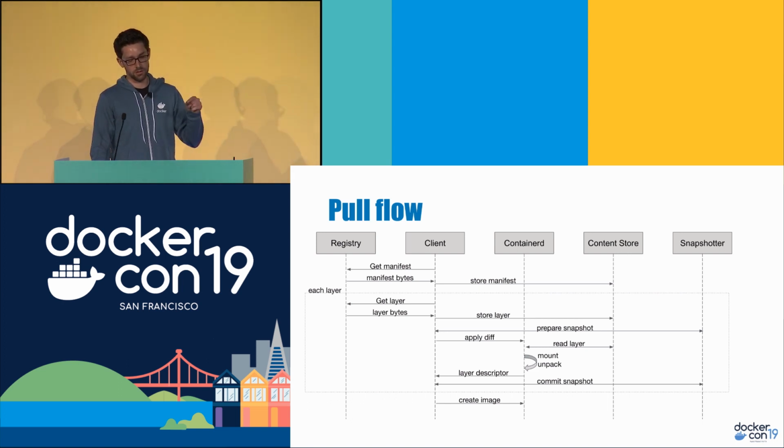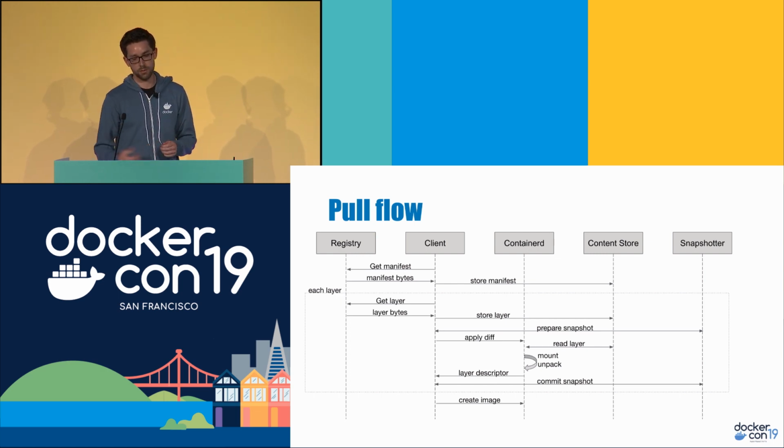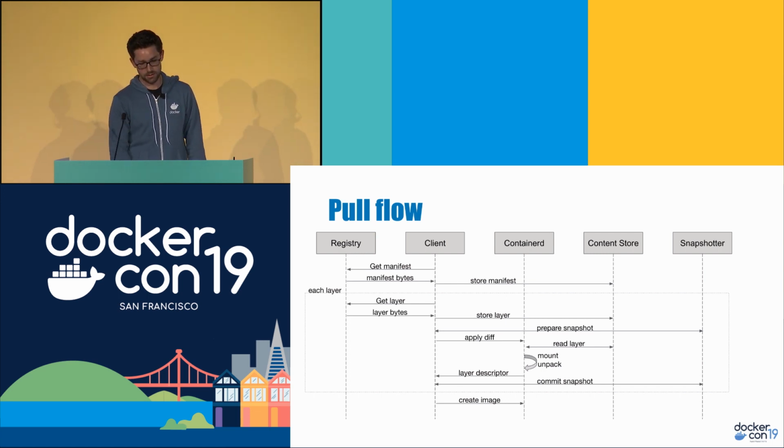That request goes from the client to containerd to say, apply this diff. It's going to use this snapshot. Containerd will read that content. It's going to mount the snapshot, and then it's going to do the unpack and return the result back to the client. So the flow is really that the client is going to pull from the registry, put it into containerd, and then containerd will be able to read it back from the content store and apply those layers back into the snapshotter. And then when it's done, the client will commit that snapshot, at which point that layer is done.